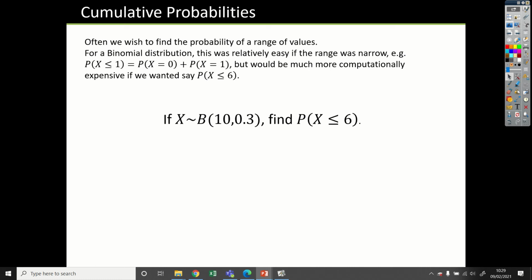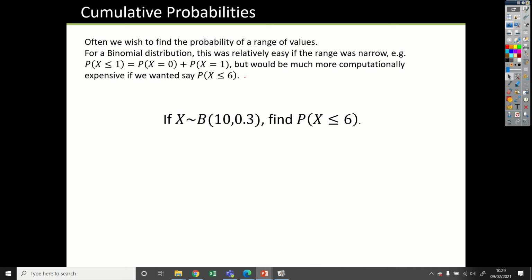In this video, I'm going to show you how to use your calculator to find cumulative probabilities using the binomial distribution. So we're starting off by recognizing that a lot of questions are going to have inequalities in your probability statement. For example, working out the probability that your variable x is less than or equal to 1 is just a matter of working out the probability that x is 0 plus the probability that x is 1. Because there are only a couple of values in this narrow range, it's easy to do just by doing these two examples.